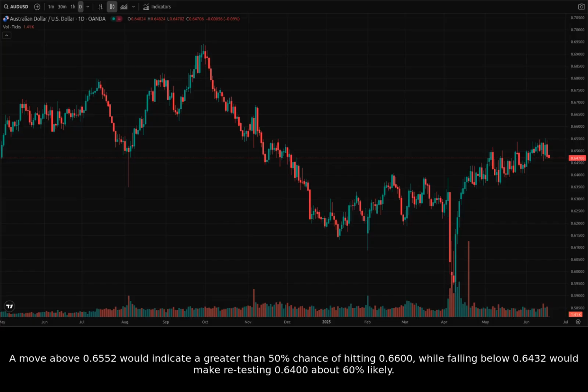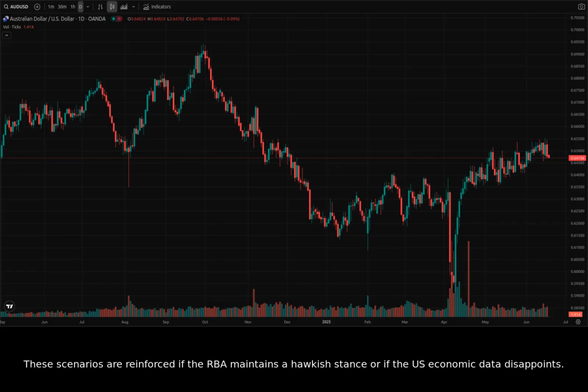A move above 0.6552 would indicate a greater than 50% chance of hitting 0.6600, while falling below 0.6432 would make retesting 0.6400 about 60% likely. These scenarios are reinforced if the RBA maintains a hawkish stance or if the U.S. economic data disappoints.